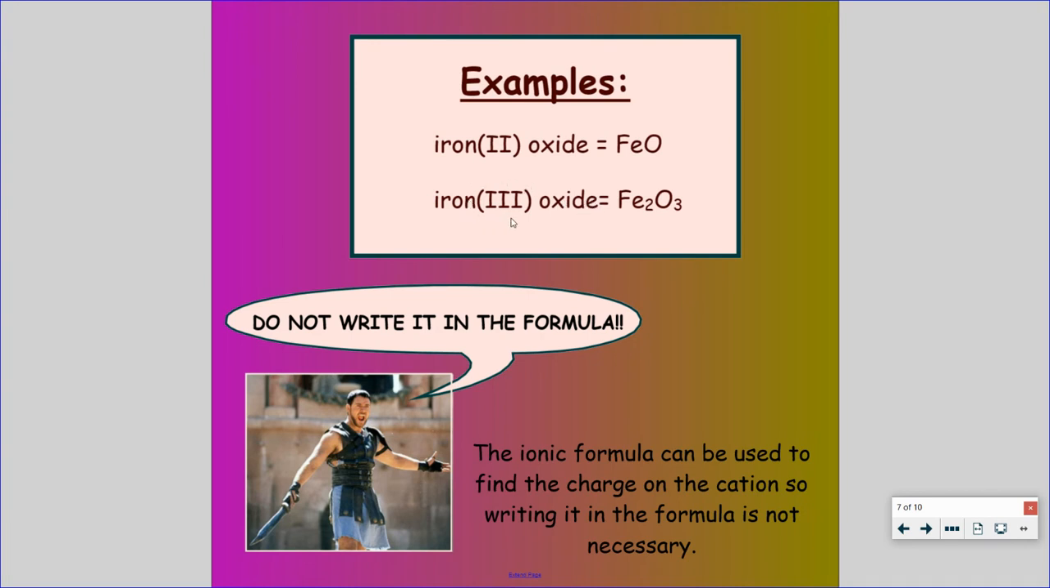Do not take this iron 3, don't take this 3 and shove it right here. Okay, that's not what it's for. It's only for when you read it, so you know which one you need to use. This tells me I need to look at iron 3+. This one tells me I need to look at iron 2+. I don't need these when I balance this. I just use the charges that are on the periodic table. So I don't need the Roman numerals in the chemical formula.